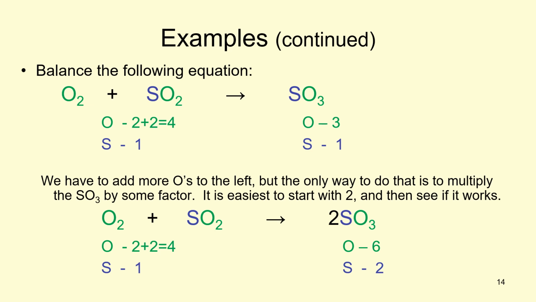Here's an example. Balance the following equation: O2 plus SO2 gives me SO3. This one's a little bit more complicated because, as you can see on the left, I have 4 oxygen, 2 plus 2. On the right, I have 3. And I have 1 sulfur on each side, so my sulfurs are already balanced. So I'm going to have to balance my oxygen. But the fact that these are in different compounds makes it a little bit harder. It's probably not going to work to find the least common multiple. You could, and we can do it 2 different ways. So let's go ahead and do it that way.